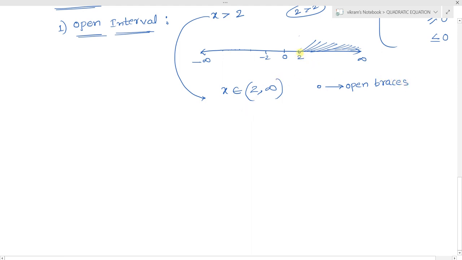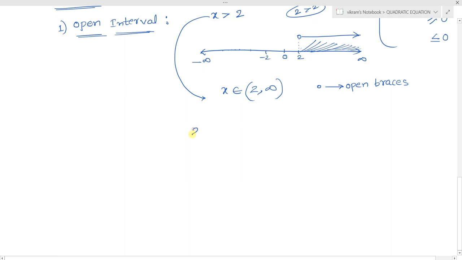Now here, x greater than 2 means we represent the 2 with a small circle, going to infinity. At the 2, a small circle means the 2 has an open bracket, and infinity is always represented with an open bracket. Are you getting how to represent the interval? Open intervals are represented with open brackets, and graphically with a small circle. Whenever a small circle is included, that means the value is not a part of the solution. The value is excluded.